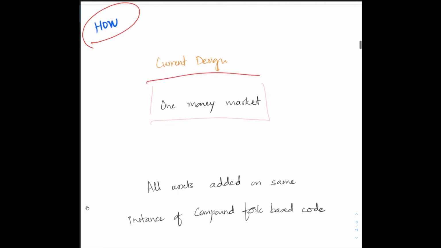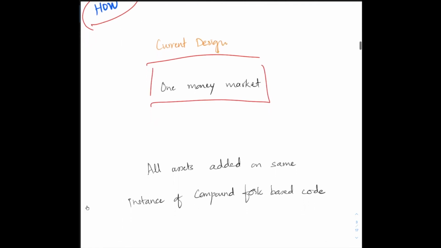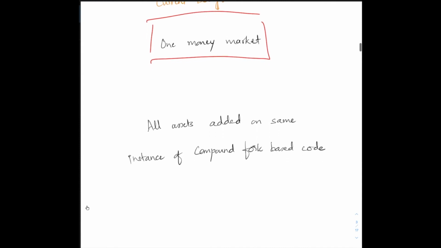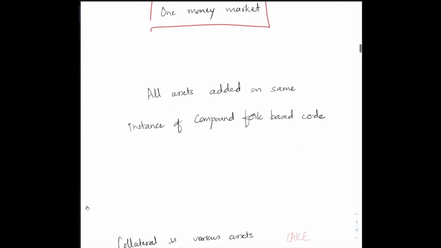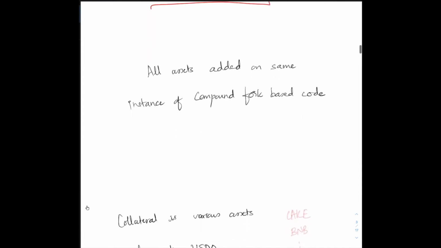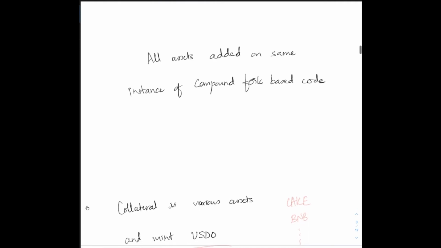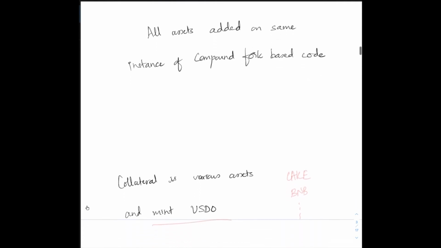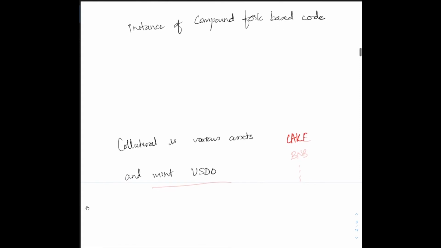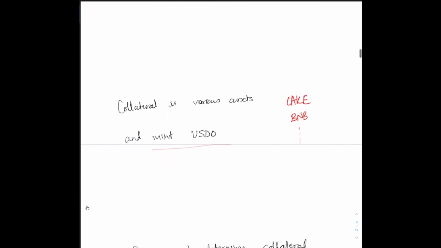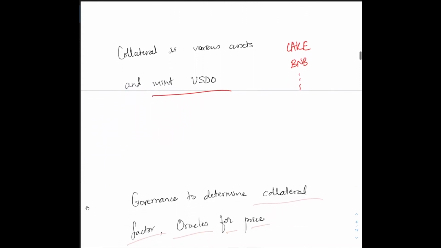So the current design has a single money market, which is a fork of Compound, and all assets are added on the same instance. You just keep on adding one after another. There are various assets, for example on BSC there is Cake, BNB, etc., and we mint USDO against them.